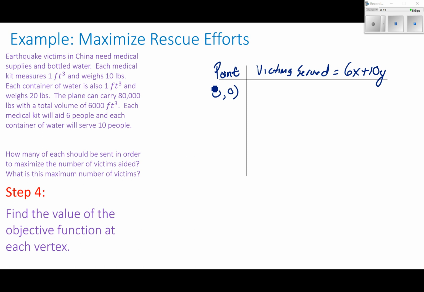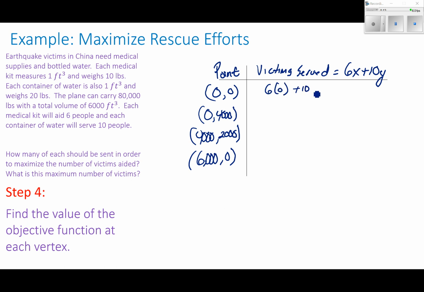So we had a vertex of 0, 0, 0, 4,000, 4,000, 2,000, which was the one we found where the lines crossed, and then 6,000, 0. So plug all of those in. So 6 times 0 plus 10 times 0 equals 0. And again, we're trying to maximize. We're trying to find the biggest number.